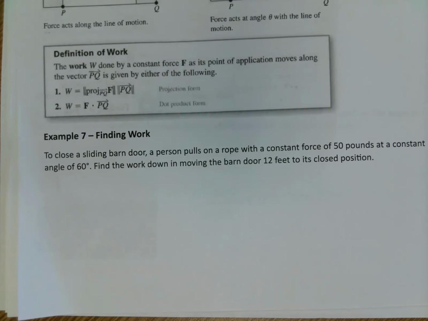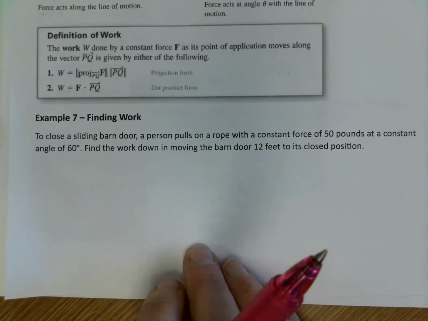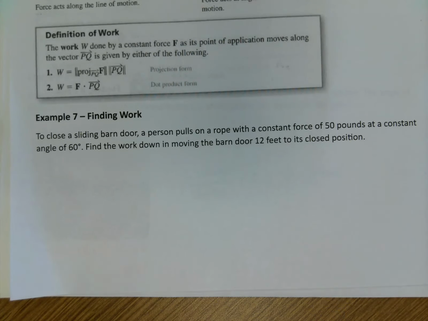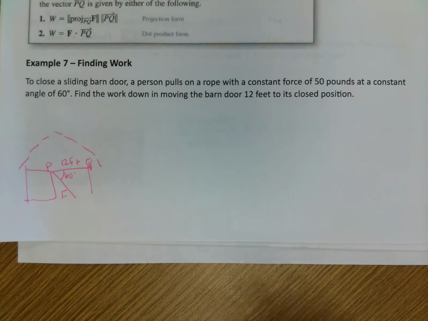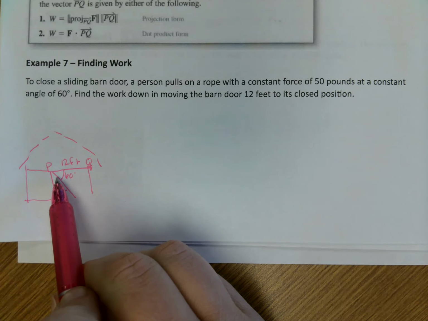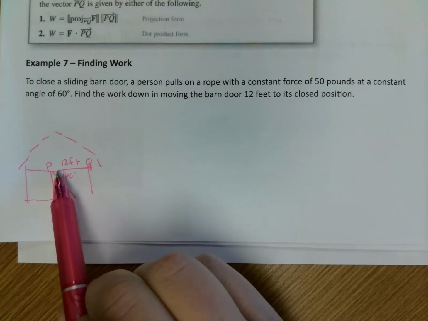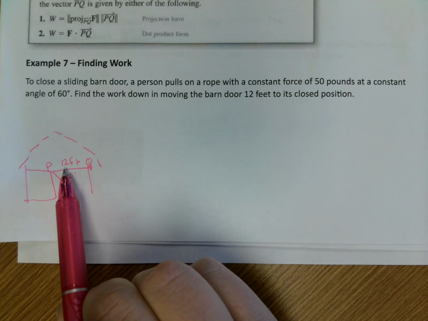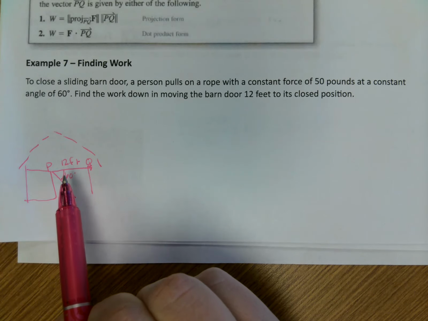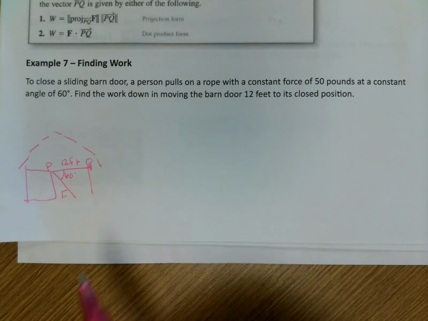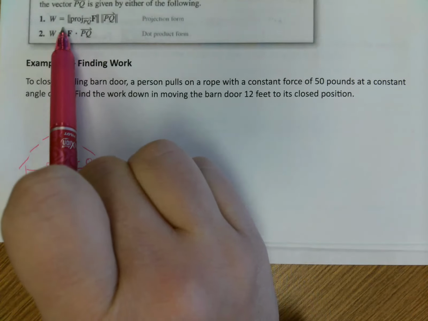So to close a sliding barn door, a person pulls on a rope with a constant force of 50 pounds at a constant angle of 60 degrees. Find the work done in moving the door 12 feet to close the opening. So this is kind of a picture. You have to pull on this rope at 60 degrees right there. This would be the force with which you're pulling. How much work is needed to do this? This is also kind of like the projection of force onto this PQ, because we want to try to shut this barn door.